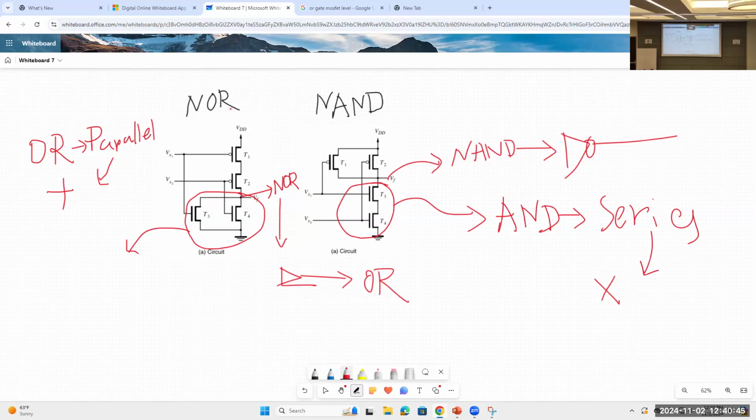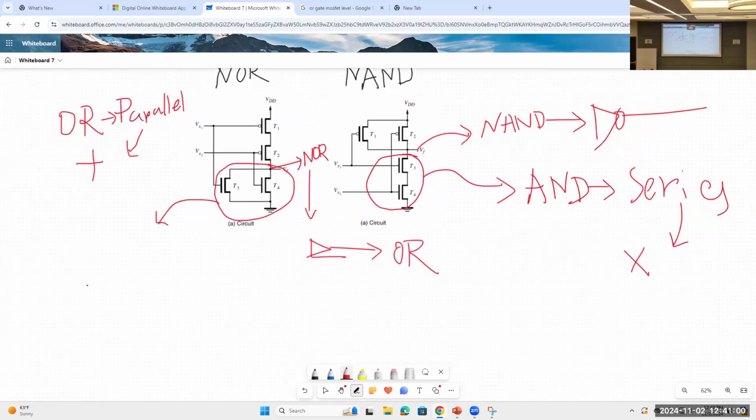And look at the NAND circuit. Here, the NMOSes are connected in series, so the PMOSes will be connected in parallel. So actually this is a complementary network. We can represent this kind of circuit like this.